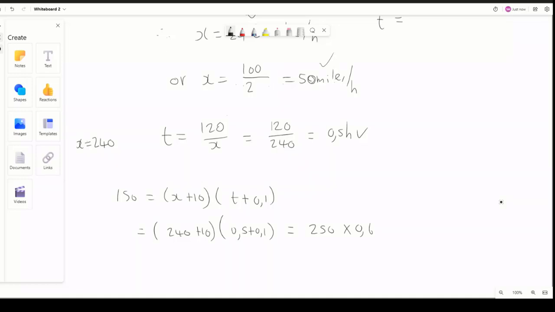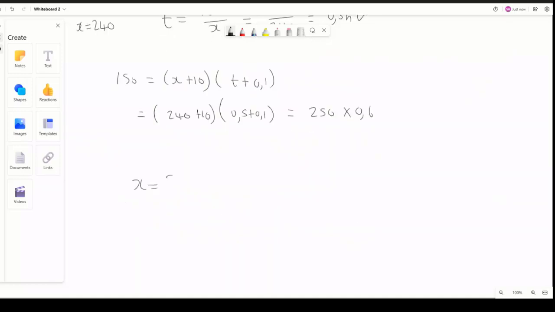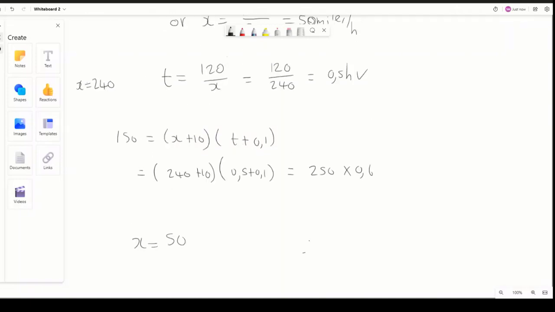Let's see when X was 50 miles per hour. There were two answers, 50 and 240. Now we're checking X equal to 50 miles per hour, right? For the time, I use the same equation, T is equal to 120 over X.